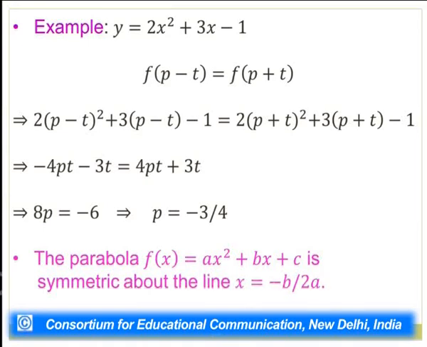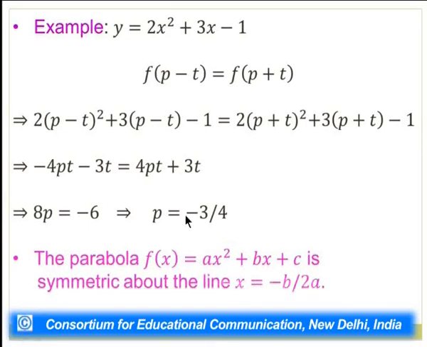f of p minus t here is 2 times p minus t the whole square. Just instead of x, put p minus t. So you'll get 2 times p minus t the whole square plus 3 times p minus t minus 1. And on the right hand side, we'll have f of p plus t, which is 2 times p plus t the whole square plus 3 times p plus t minus 1.